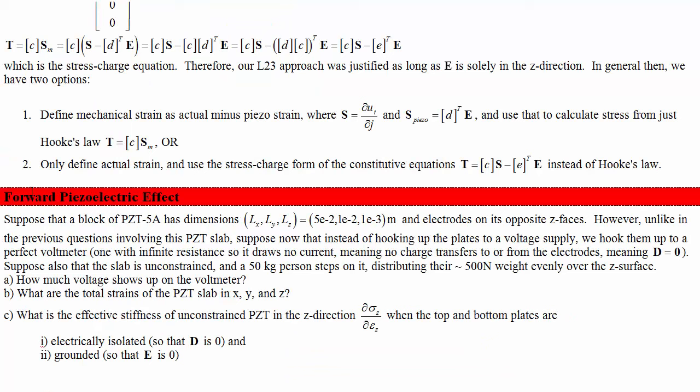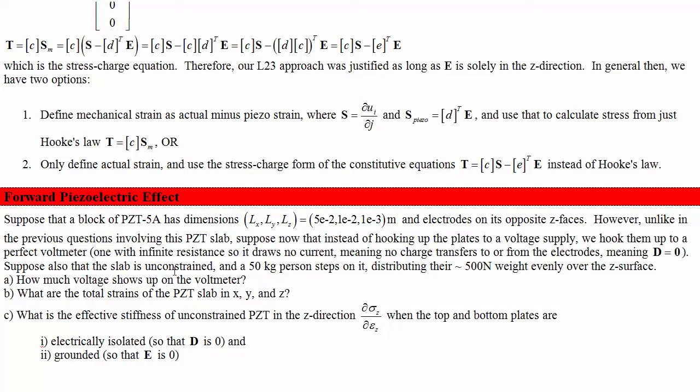Next example problem, forward piezoelectric effect. Suppose that a block of PZT5A has dimensions same as before and electrodes on its opposite Z faces, so across this 1 millimeter thick distance. However, unlike in the previous question involving this PZT slab, instead of hooking up the plates to a voltage supply and setting a fixed voltage and therefore a fixed field, we're going to hook them up to a voltmeter, one with infinite resistance, so an ideal voltmeter that draws no current, meaning no charge transfers to or from the electrodes, so that the charge displacement vector stays 0.